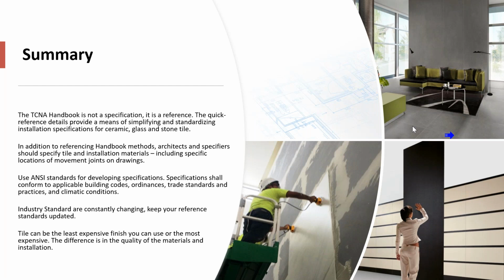Specifications still have to adhere to building code ordinances, trade standards, practices, and climate, depending on where you're located. The industry standards constantly change. There are minor little changes every single year, and sometimes much larger, as you heard about in 2012 when it came to ANSI standards and mortars. So they really could be substantial changes. Don't continue to reference an old book. Keep up on your TCNA and ANSI handbooks. They're essential tools, and there are major changes that can benefit you and your project.